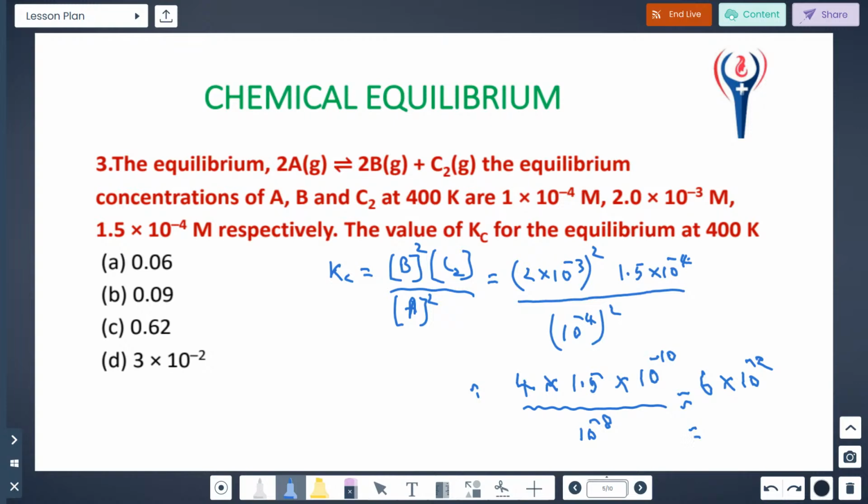Let's see the option. This outright, we can write 0.06. Understood? This is the answer. Are you following? So option A is the correct one. Understood? Simply, this is the way to find out the Kc value. If you substitute all the concentrations, you can get the answer. Okay? Simple.